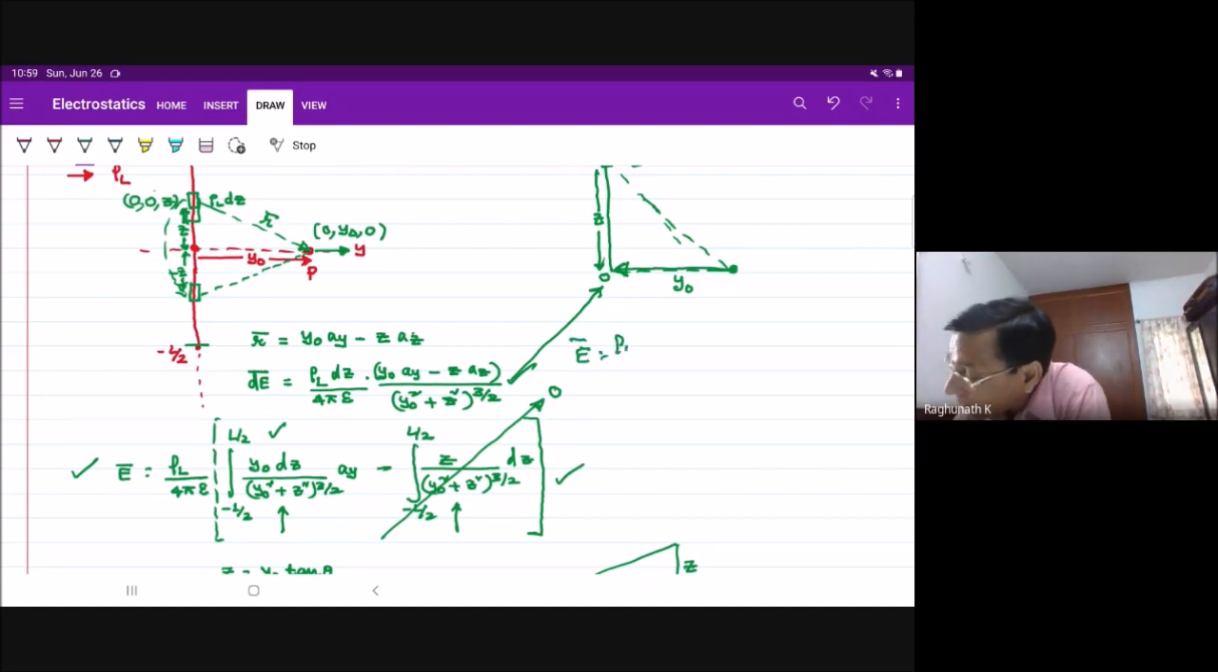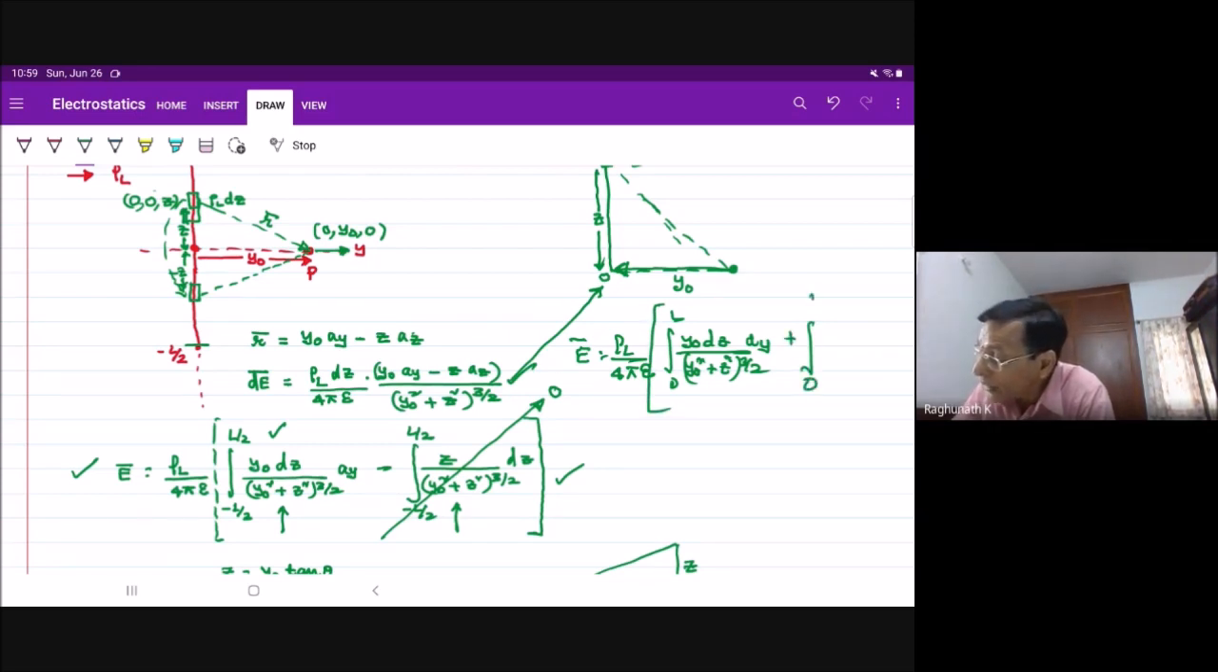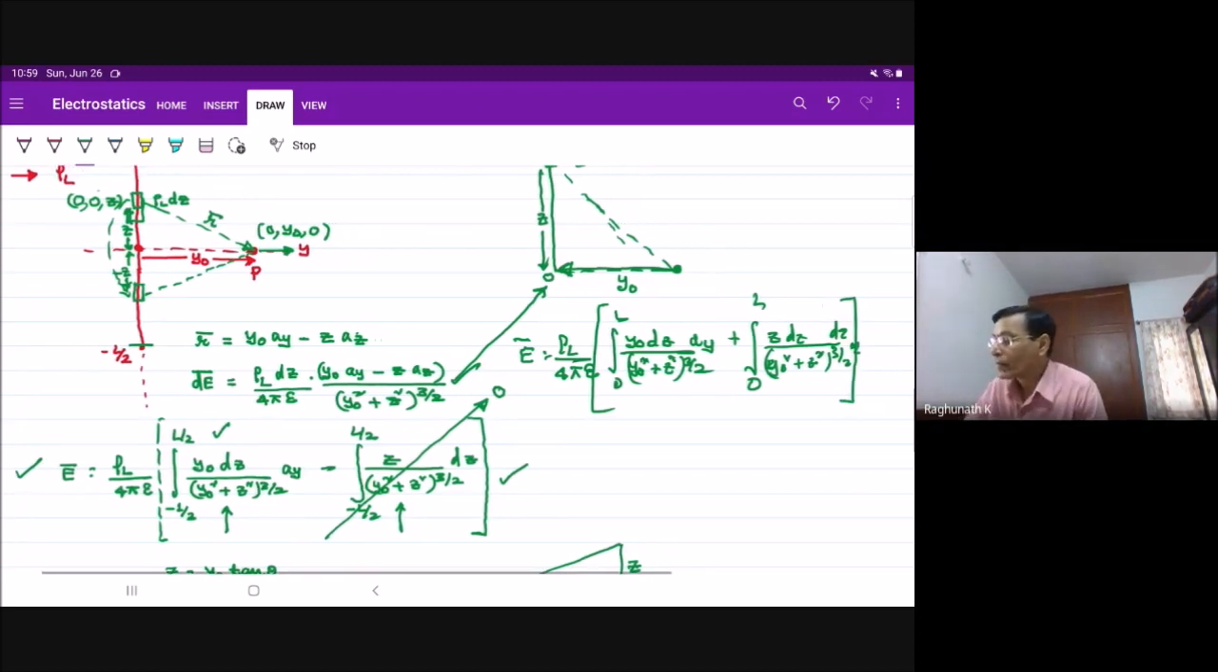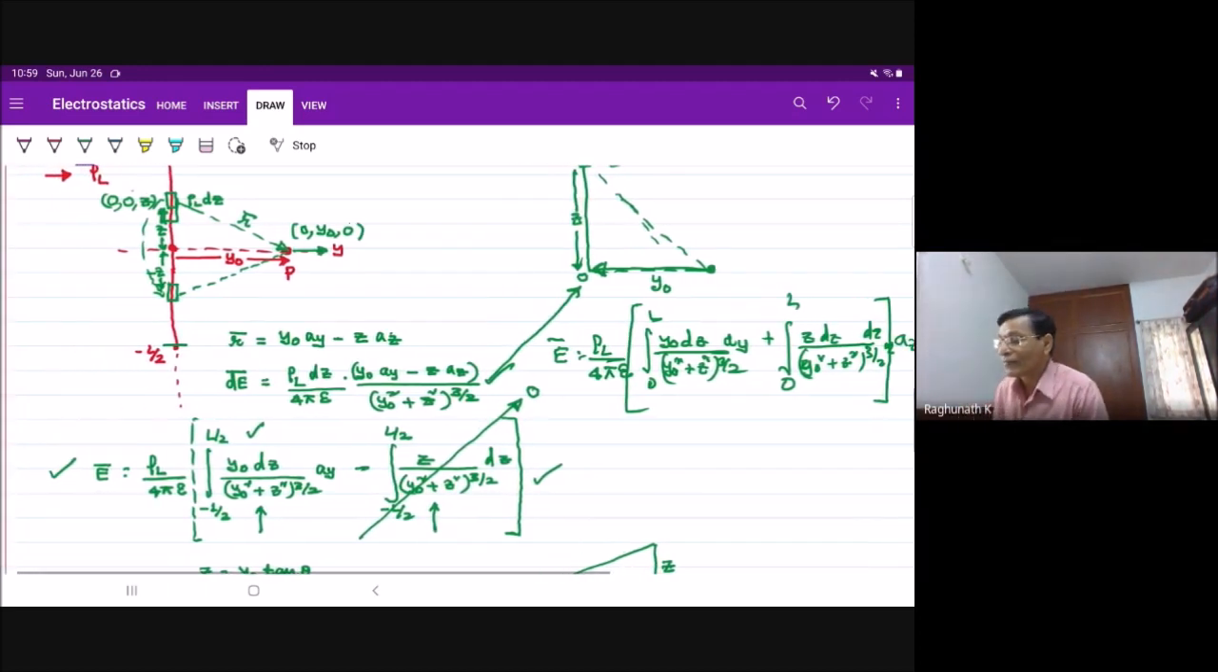Can you tell me? Rho L by 4 pi epsilon integral 0 to L y naught dz by y naught square plus z square whole power 3 by 2 ay plus integral 0 to L z dz by y naught square plus z square whole power 3 by 2 az. We have to evaluate even this. Correct?